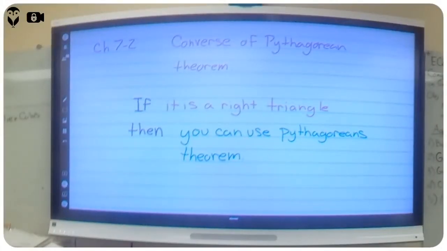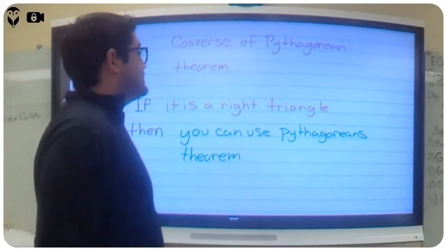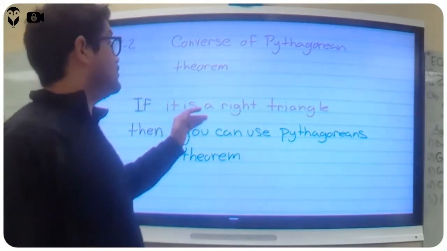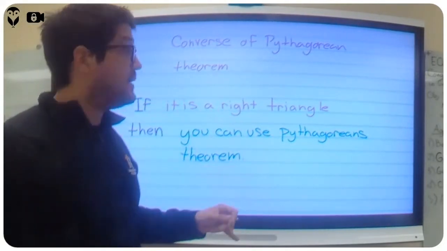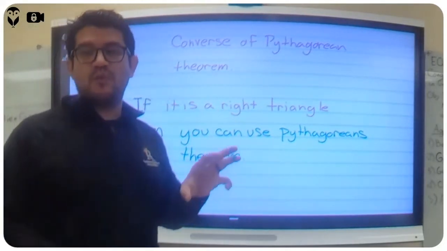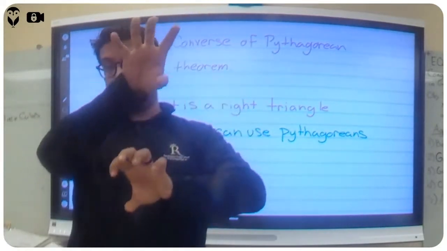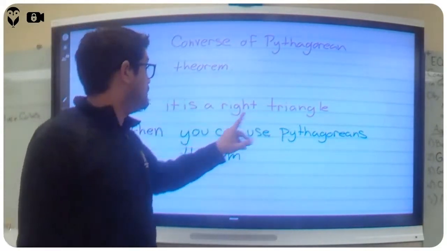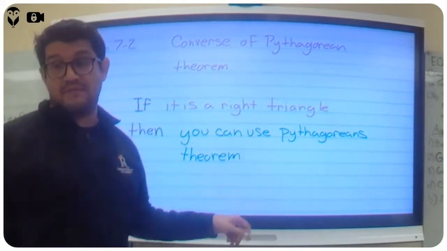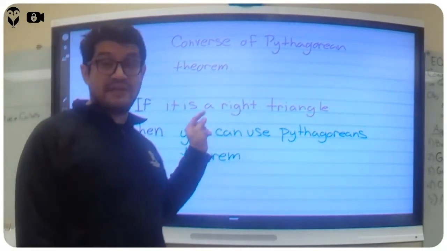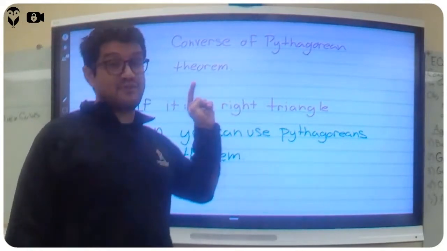All right, this lesson is about the converse of the Pythagorean theorem. Now, the Pythagorean theorem is this one. If it is a right triangle, then you can use the Pythagorean theorem, okay? The converse of that, the word converse means flipping an if-then statement, the two parts. So the purple trades places with the green, as a converse would mean. So if you can use the Pythagorean theorem, then it is a right triangle.